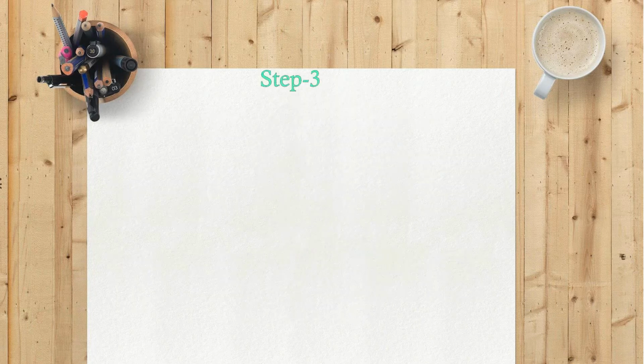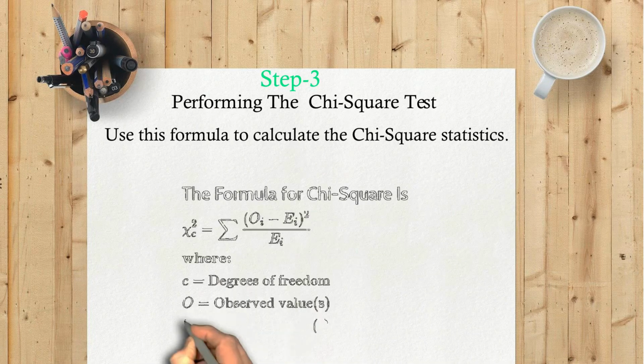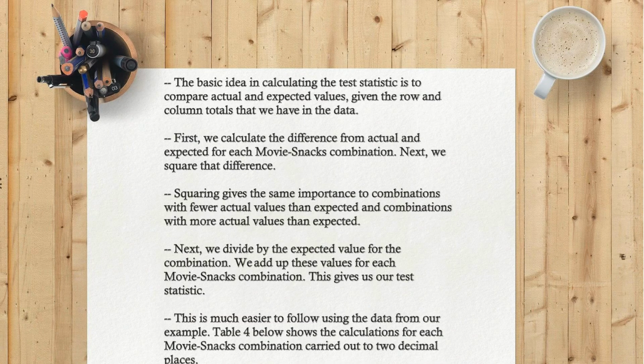Step 3. Performing the chi-square test. Use this formula to calculate the chi-square statistic. The basic idea in calculating the test statistic is to compare actual and expected values, given the row and column totals that we have in the data.